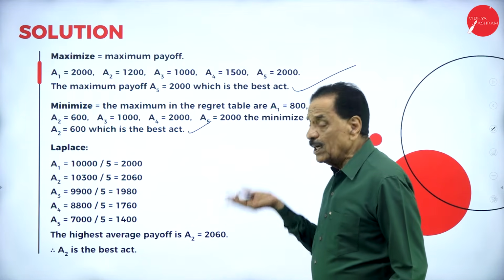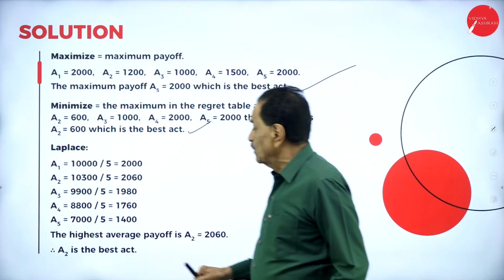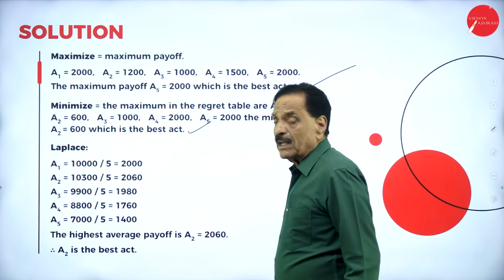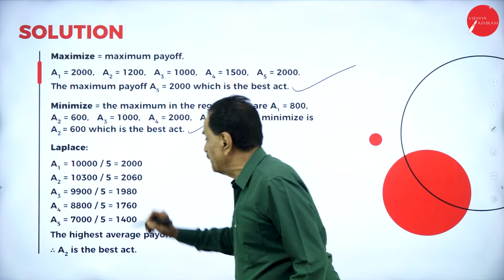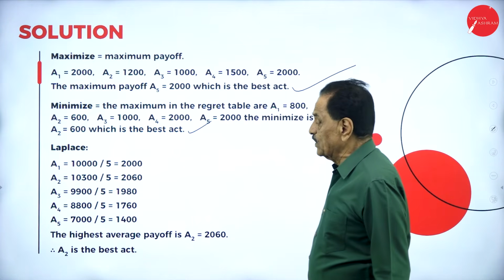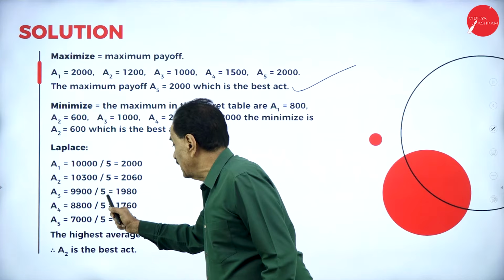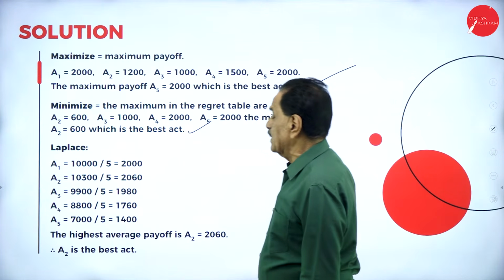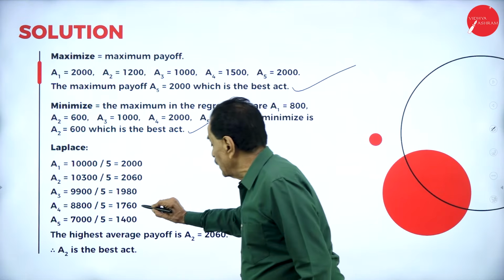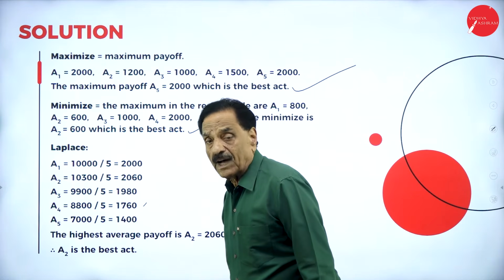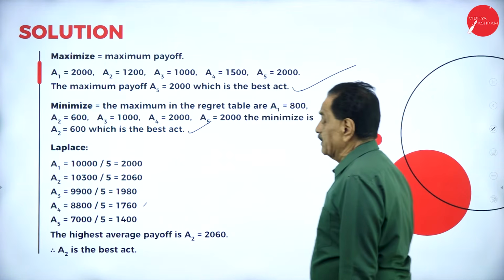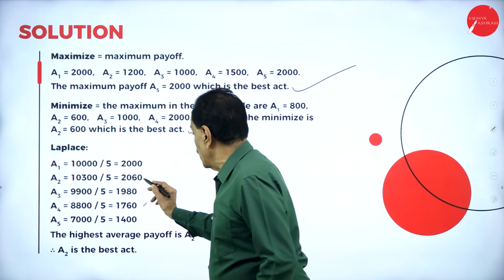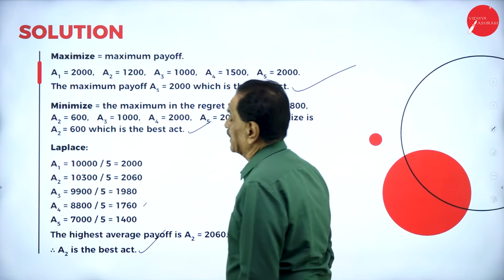Laplace: total divided by number of items. So the first one is 10,000 divided by 5, 2000. Second one, 10,300 divided by 5, 2060. 9,900 divided by 5, 1,980. A4, 8,800 divided by 5, 1,760. A5, 7,000 divided by 5, 1,400. The highest average payoff is A2, which is the best act.